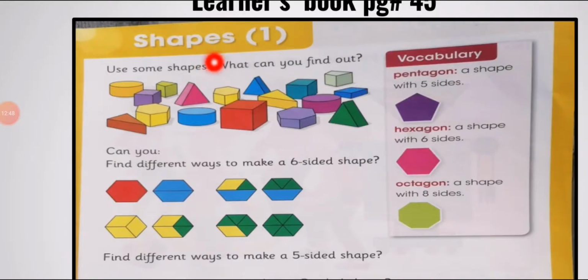Use some shapes. What can you find out? You can see there are some shapes here. Have you observed they are 3D shapes? And 3D shapes are made up of 2D shapes. You can see this shape. You can see the upper surface.